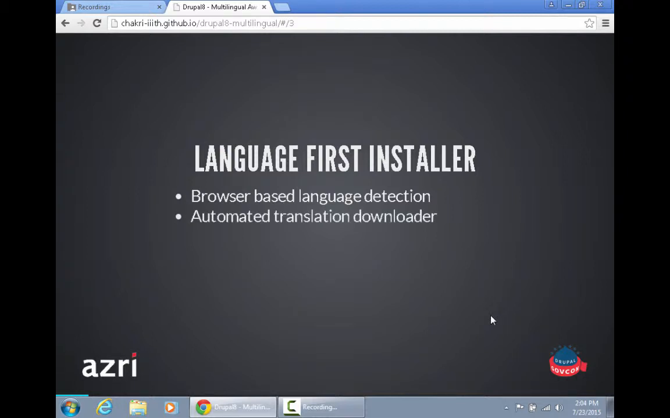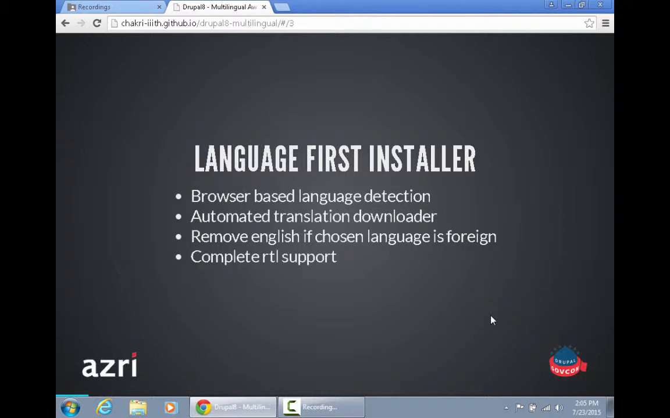And automated translation downloader. If you are installing your Drupal 8 site in any language other than English, Drupal 8 automatically downloads all the translations. At the second step of the installation, if your language is not English, all your translations are automatically downloaded and configured. And if the language is not English, English is completely removed. So you don't need to have English as a language. If you are building a site in Spanish, you don't need to have your base language as English.